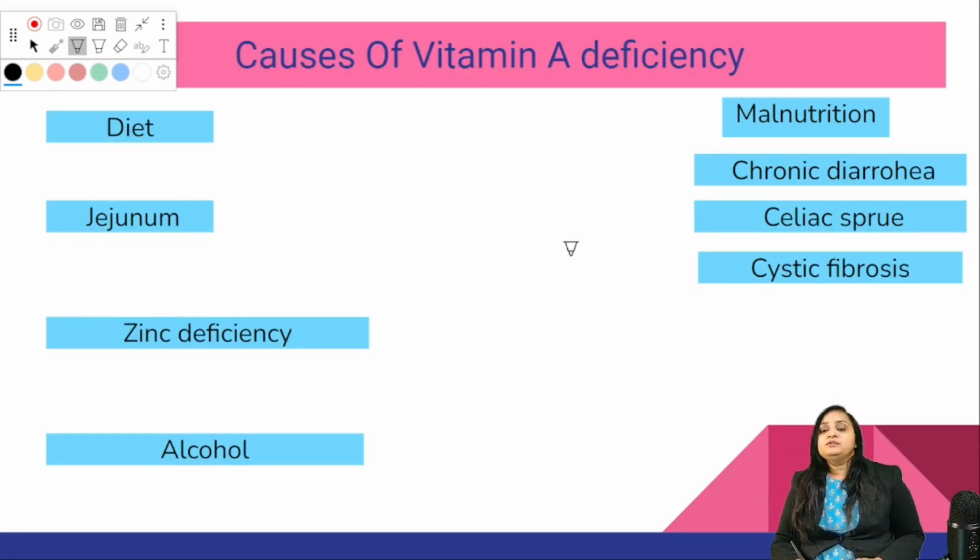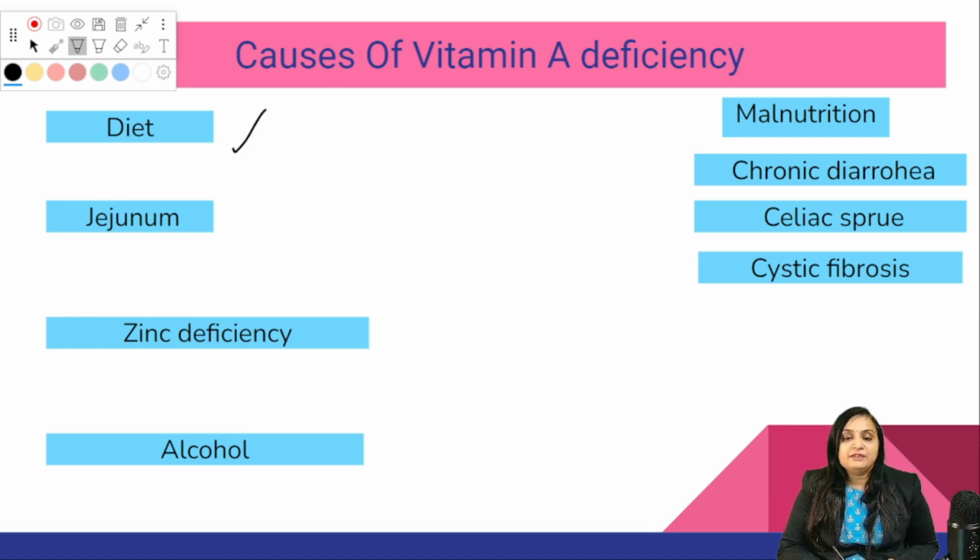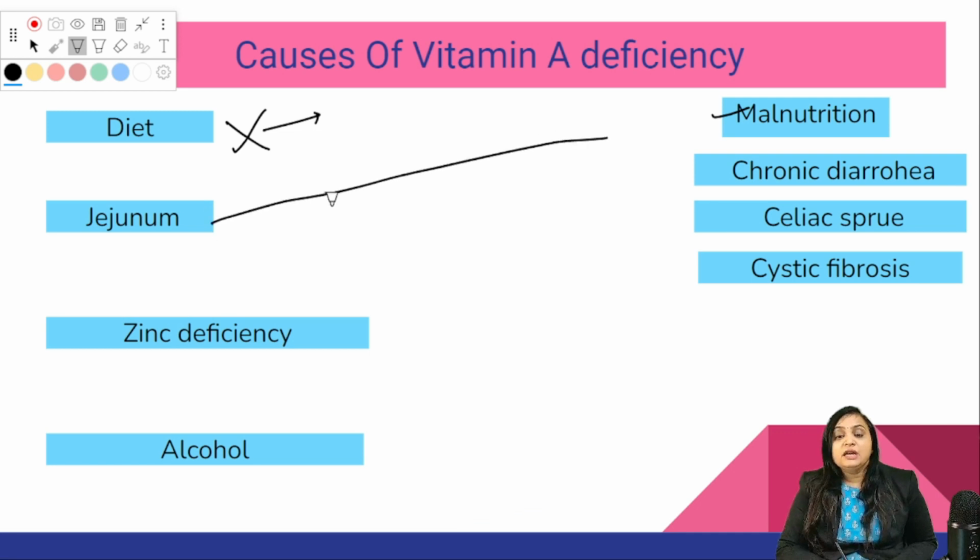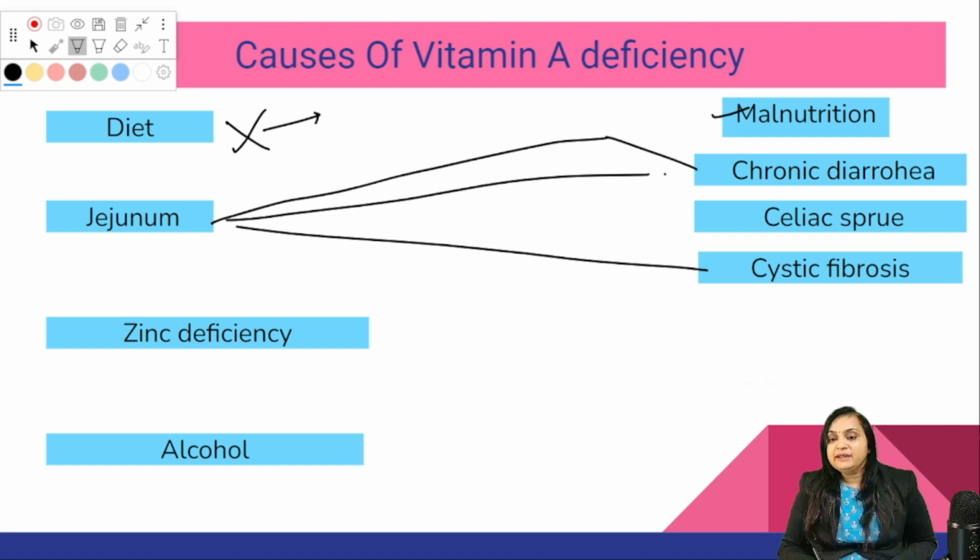So what are the causes of vitamin A deficiency? Obviously, if the diet does not have enough supplements of vitamin A, like in a case of malnutrition. In multiple disorders of the jejunum, like chronic diarrhea, celiac sprue, or cystic fibrosis, there could be decreased absorption of vitamin A. Zinc deficiency can lead to vitamin A deficiency due to various mechanisms, and alcohol also leads to vitamin A deficiency, which we are going to discuss in upcoming slides.